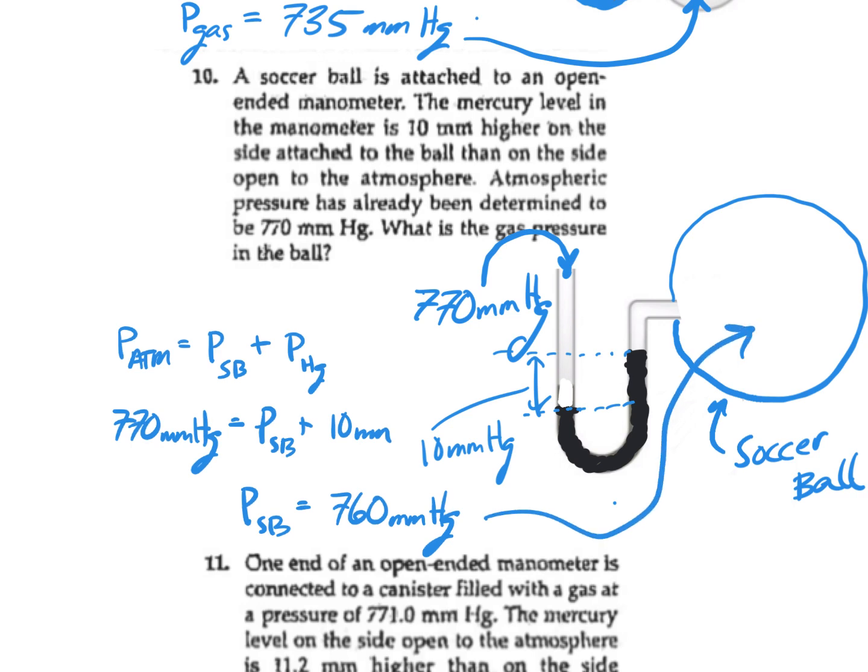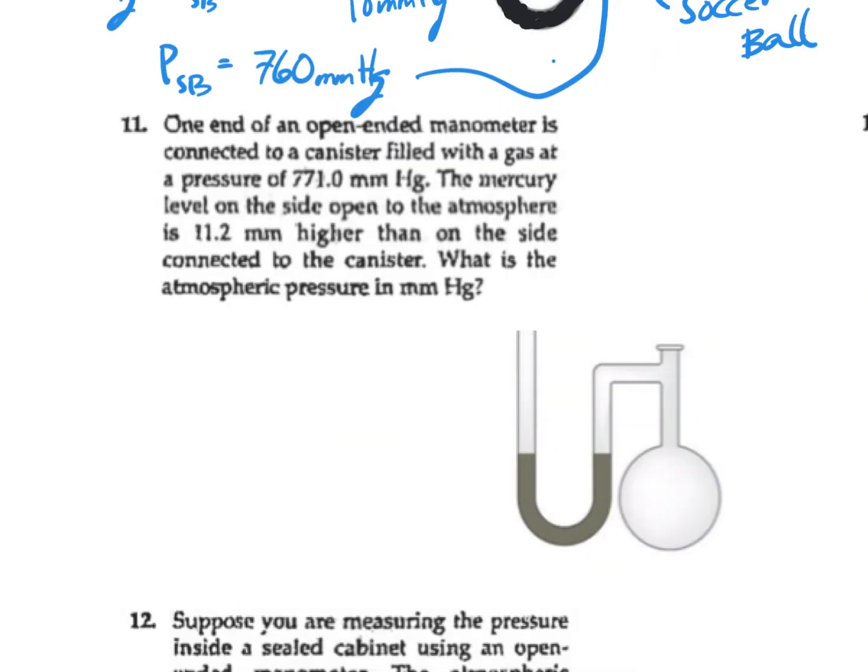All right. Let's try a different one. Okay, so here's number 11. We have got this situation. We have an open-ended manometer, so the open end, of course, is exposed to the atmosphere. And it's connected to a canister, here's our canister, filled with a gas. The pressure of the gas is at 771 inside the container.